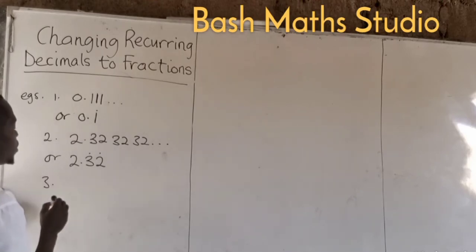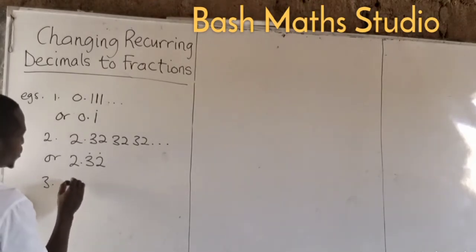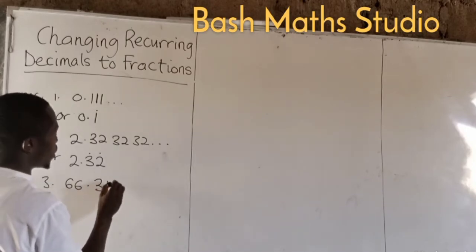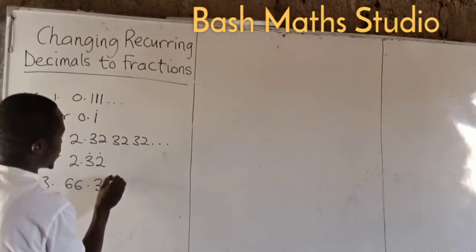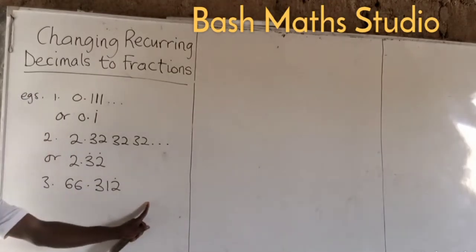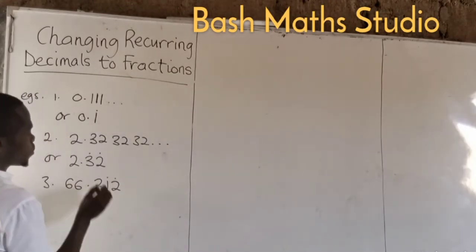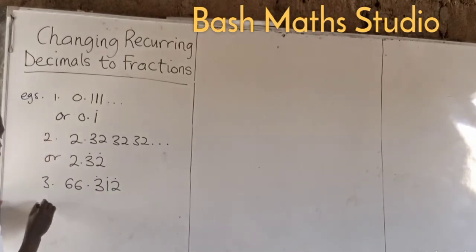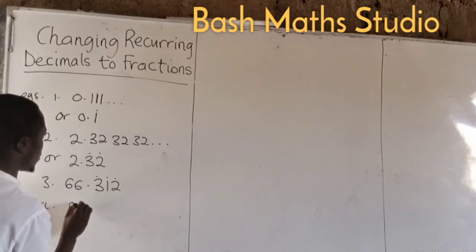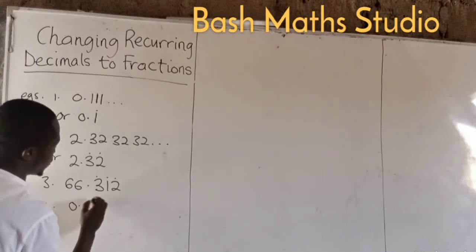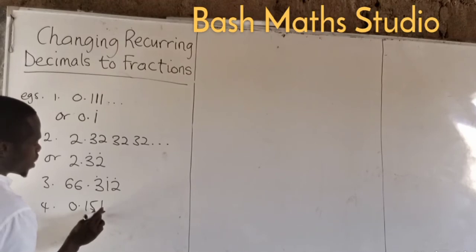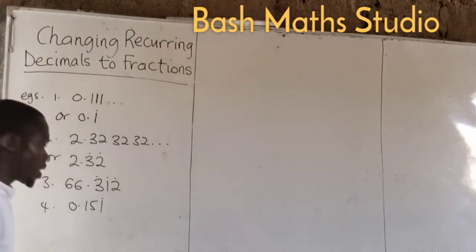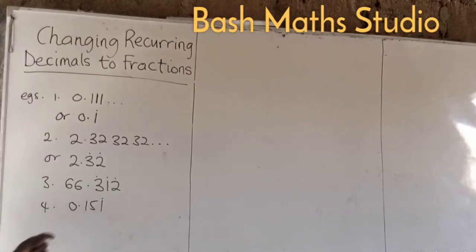Another example may be, let's say, 66 point, let's say 3, 1, 2, and 2 is repeating. 1 is also repeating, and 3 is also repeating. So these ones are all repeating. And another example may be, let's say, 0.151, where 1 is being repeated and the rest are not repeated.